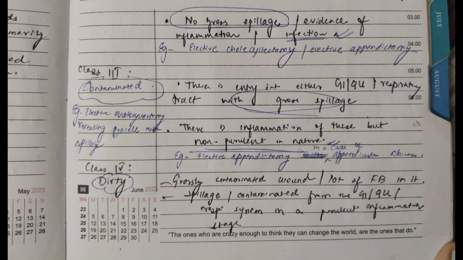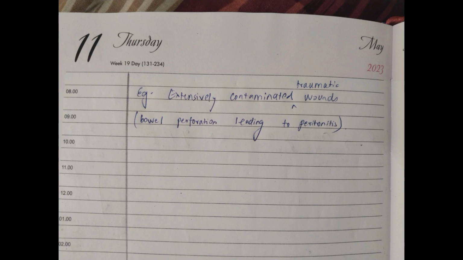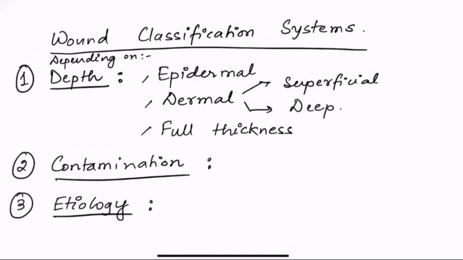Now, examples of all these wounds are very important. A clean wound can just be an incised wound. A clean contaminated wound is the wound that is due to an elective appendicectomy. A contaminated wound is an elective appendicectomy, but there is an appendicular abscess in it. That means there is inflammation present. And a dirty wound example can be extensively contaminated traumatic wounds.